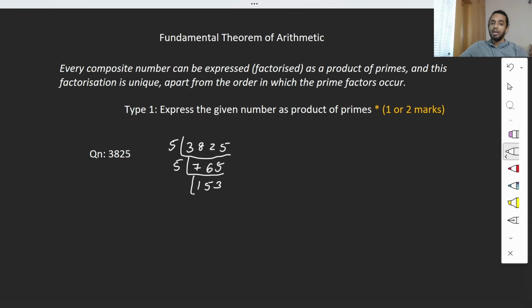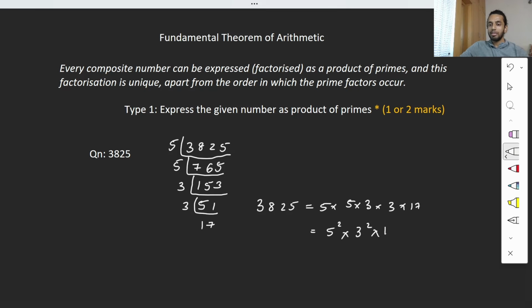So we get 3. Now when we add the digits, 5 plus 1 plus 3, we get 9, so therefore it is divisible by 3. So 3 5s and 1. Again this is divisible by 3, so we get 1 and 7. So we are able to represent 3825, the given number, as a product of prime numbers. That is 5 times 5 times 3 times 3 times 17. When we write it in short, we write it as 5 square into 3 square into 17.